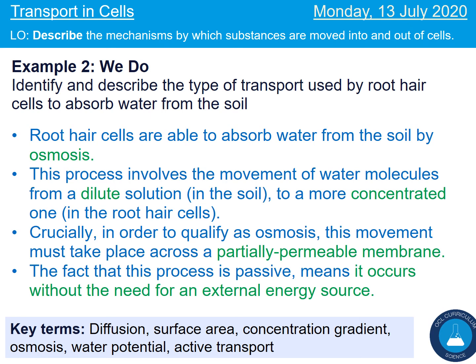My model answer is as follows. So identify the process as osmosis. More specifically, this is occurring from our dilute solution in the soil to a more concentrated one in the root hair cells. I further demonstrated my understanding of the process by making it clear that osmosis is occurring across a partially permeable membrane, and like diffusion, is a passive process that occurs without the need for an external source of energy.